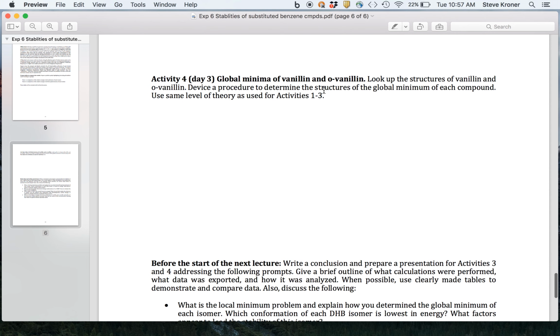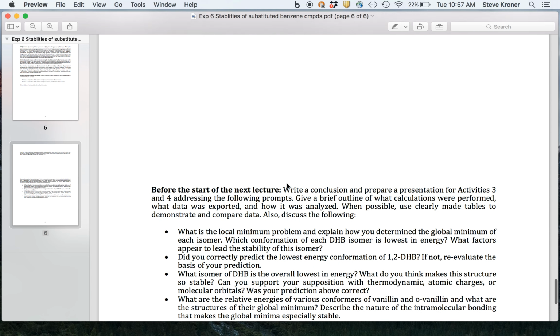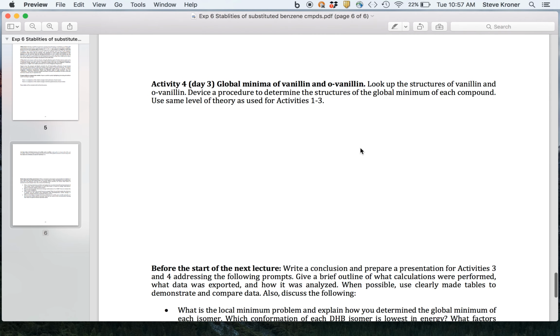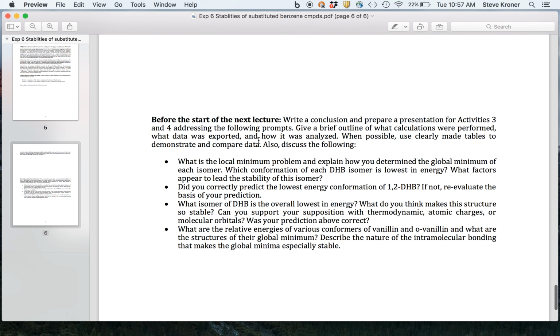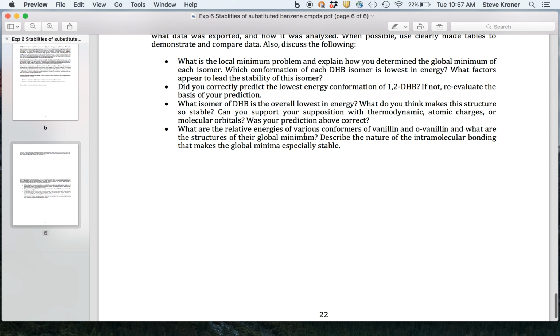Now, given that you have a hydroxyl group, you can probably imagine some hydrogen bonding. So you might be able to come up with a pretty good prediction of which one is likely to be the most stable. But we would like you to try to consider all possible conformations. And so then we'd like you to write and focus your final presentation on activities 3 and 4, the dihydroxybenzene and the vanillin, ortho-vanillin isomers. So there's some final things to consider for your final presentation and activities.